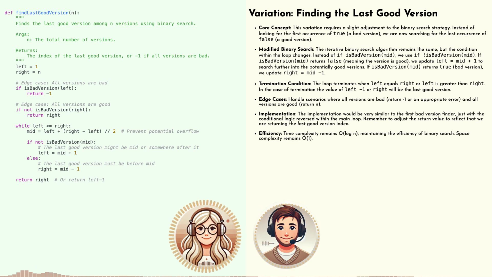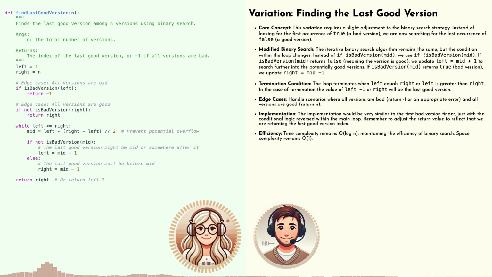Exactly. And the way we code it up is pretty similar to the binary search we talked about before. We still have our left and right pointers to define the search area, and we calculate the mid-index the same way. The difference is how we decide to move those pointers based on whether the mid version is good or bad. Okay, so calculating mid stays the same, but the logic for left and right changes. Walk me through that. How's it different?